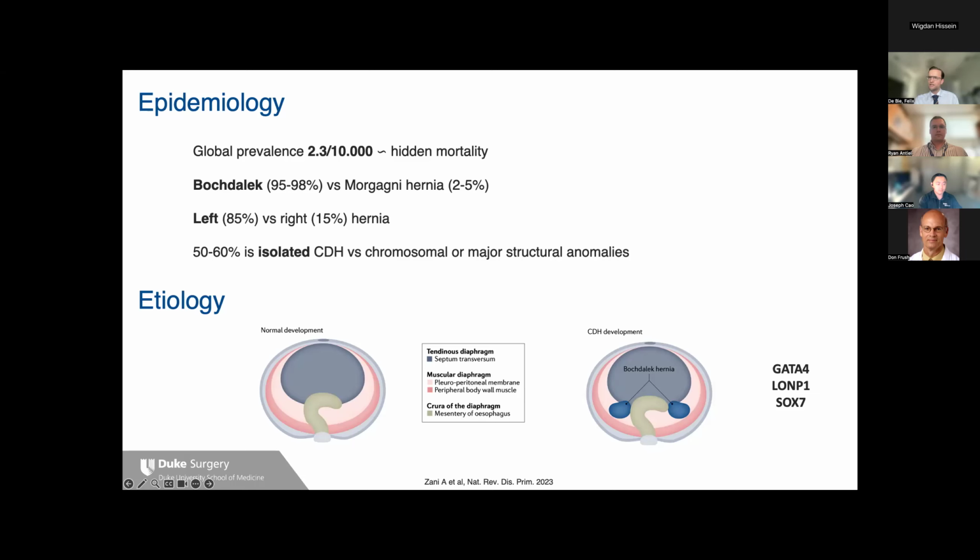About half of the patients have purely isolated CDH, without a chromosomal abnormality or cardiac structural abnormalities, but half of them are associated with severe other defects. If you look at the pictures below, on the left side you see a normal development of the diaphragm, which is a beautiful fusion of different layers and different structures. On the right side, you see the failure of fusion between the septum transversum and the pleuroperitoneal membrane, which mostly causes a diaphragmatic defect.